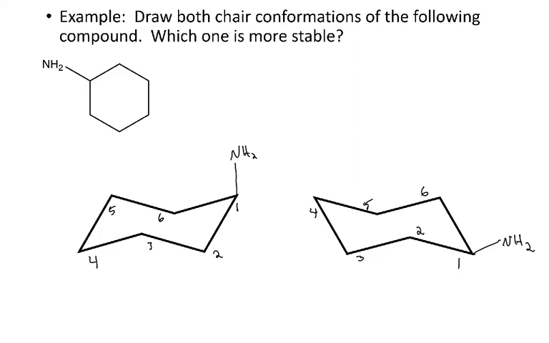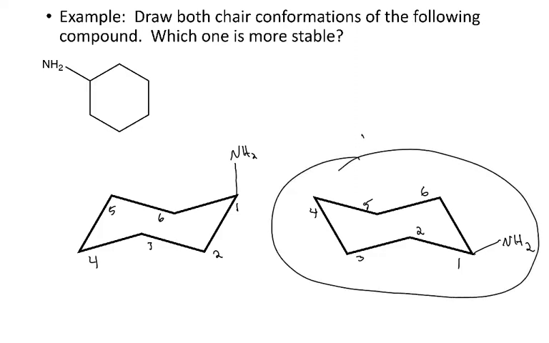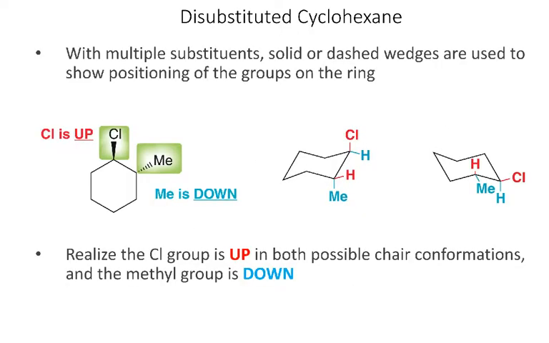All right, so these are the two conformations, and we just have one substituent, and so it's going to prefer the conformation where it can be in the equatorial position. So that one is more stable. Okay, now we can get more interesting when we have multiple substituents on my cyclohexane.